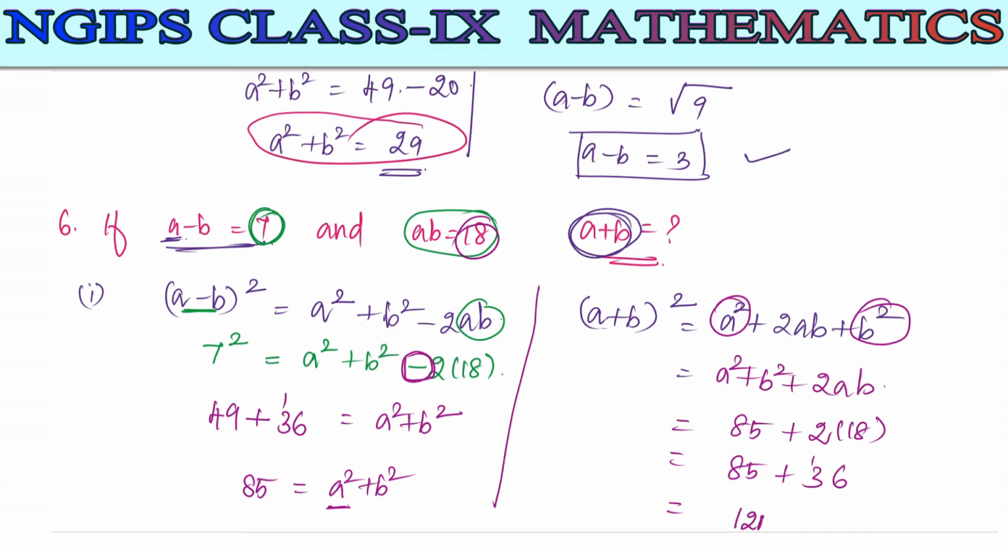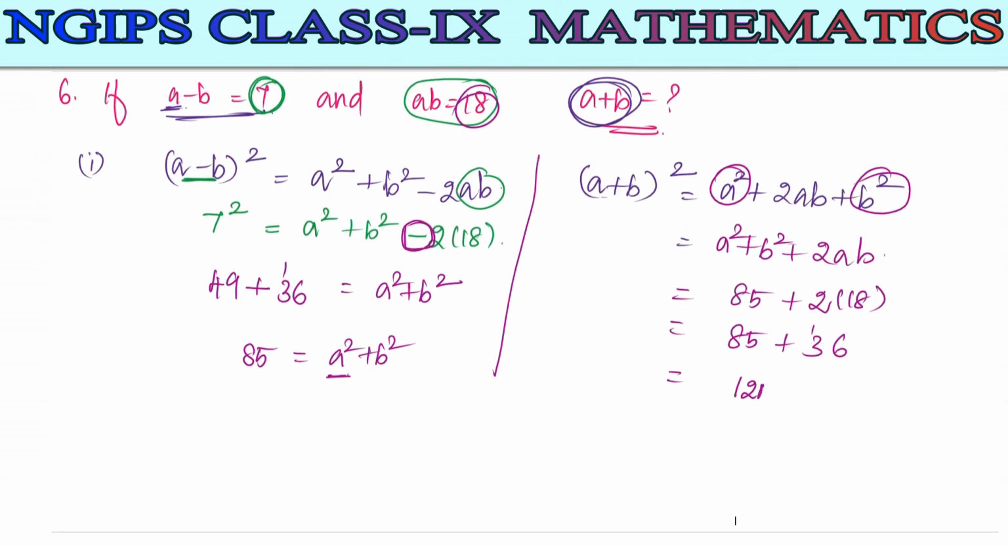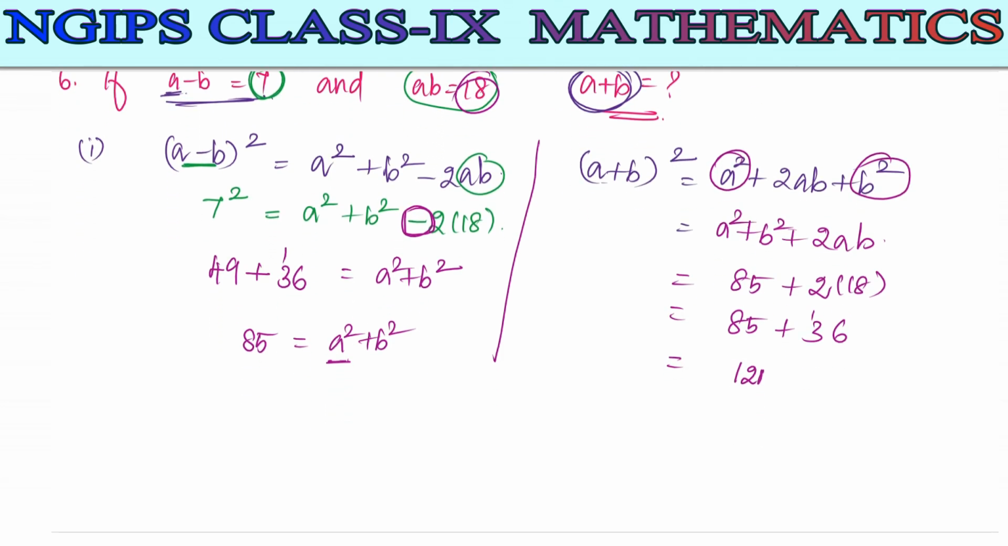So 121. So here we need to find the value of a plus b whole square, which is equal to 121. We just need to find the value of a plus b. So I am going to shift this square to the opposite side, so that here it will become square root of 121. Therefore a plus b is equal to 11 square, it is 121 square, and the square root will get cancelled. So therefore a plus b is equal to 11 is the final answer.